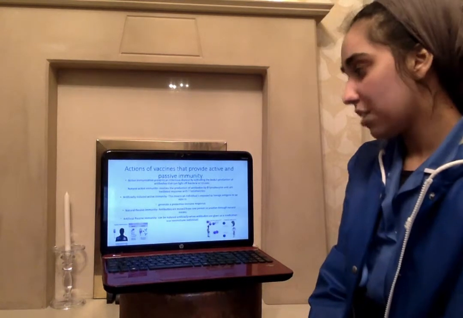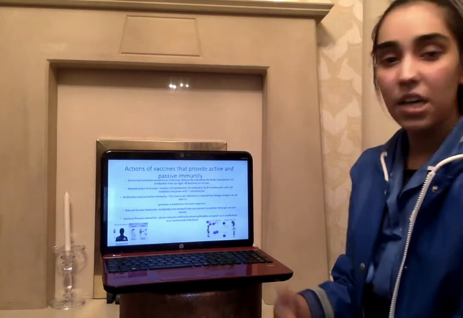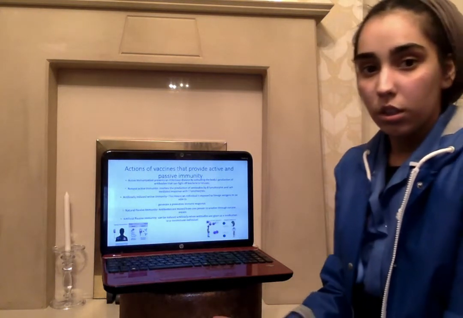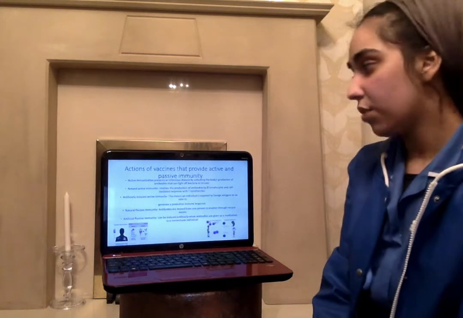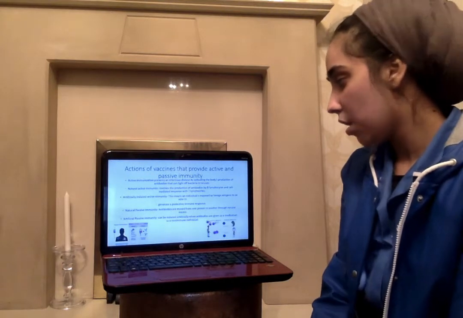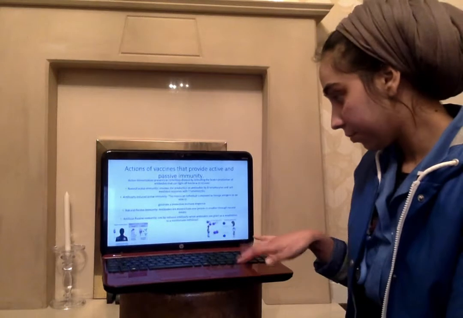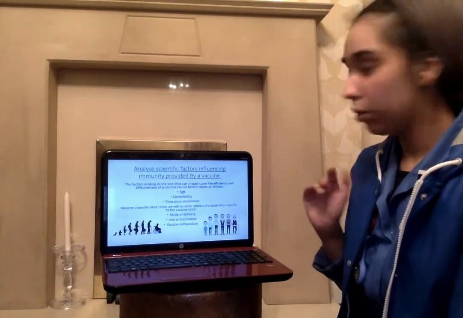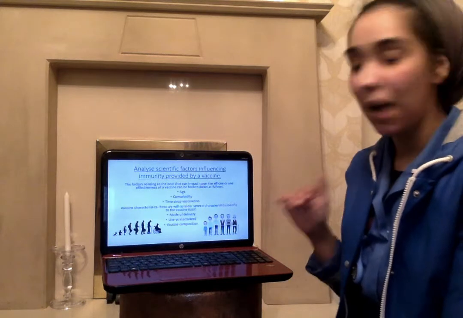Natural passive immunity is where antibodies are moved from one person to another through natural means, and artificial passive immunity can be induced artificially when antibodies are given as medication to a non-immune individual. So now we'll go on to analysing scientific factors influencing immunity provided by a vaccine.